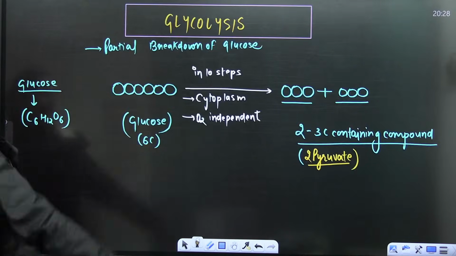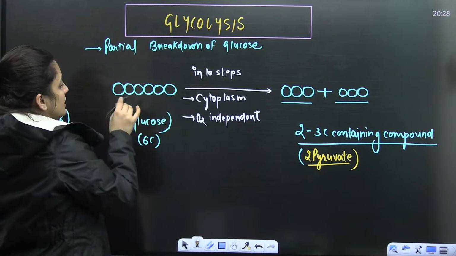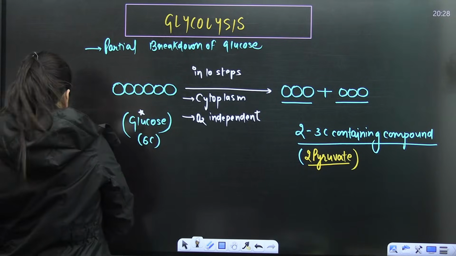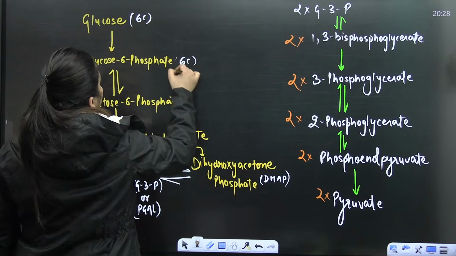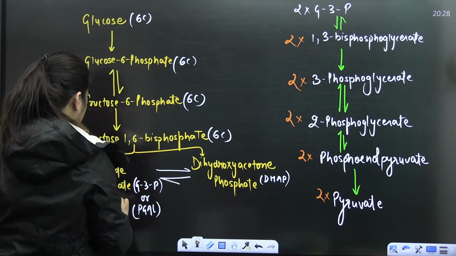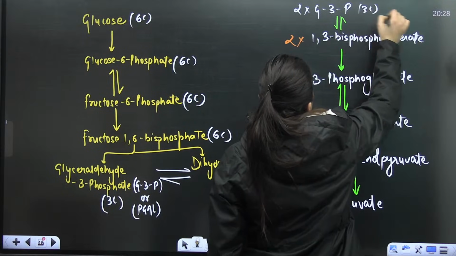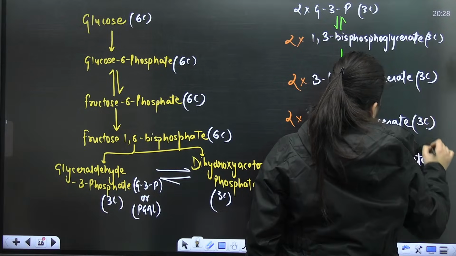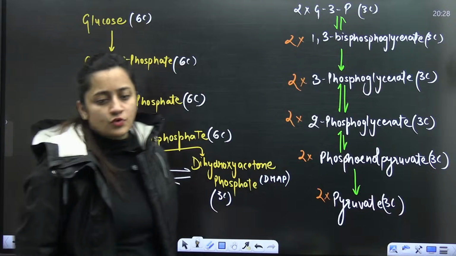Okay, chalo. So as I said, this is the glycolysis, the partial breakdown of glucose. You are breaking a 6 carbon containing glucose into 3 carbon containing compounds. So basically here they all are 3 carbon containing compounds, and we'll go one by one so that we can simplify it. Got that? This is what we have.